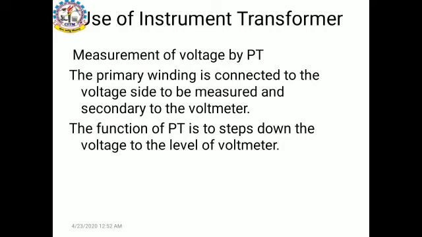The primary winding is connected to the voltage side to be measured, and the secondary to the voltmeter. As I told you, for the current transformer, the primary is connected to the current side to be measured, and the secondary to the ammeter. The function of the potential transformer is to step down the voltage to the level of the voltmeter. The main difference between these two transformers, potential and current, is that the current transformer always works on the current, and the potential transformer always works on the voltage.